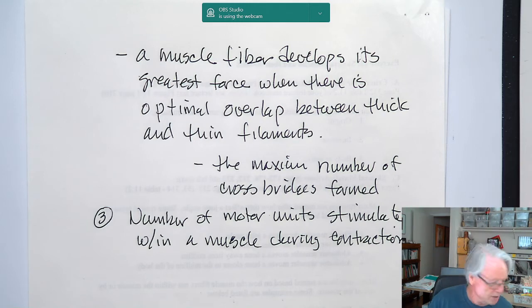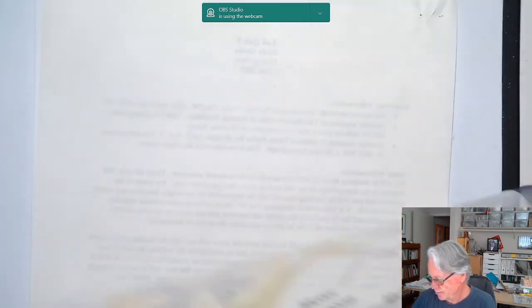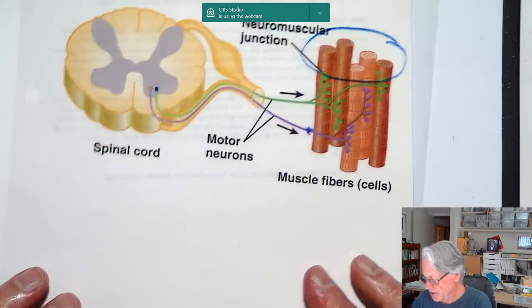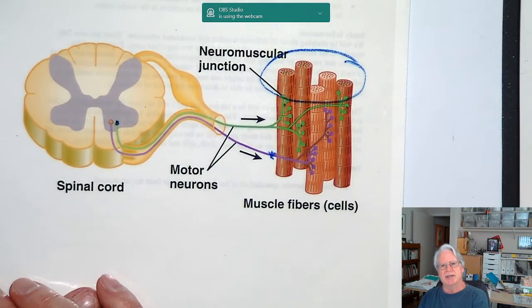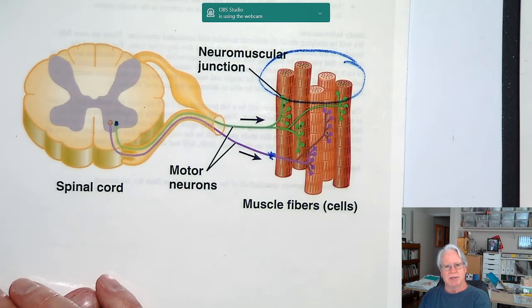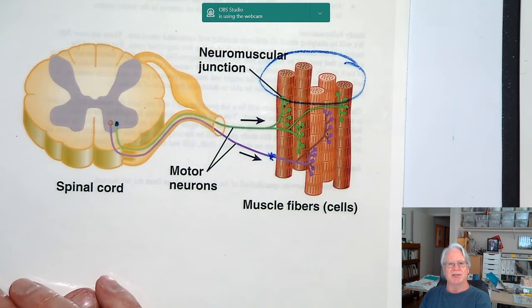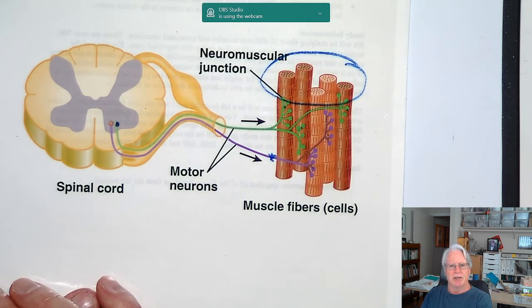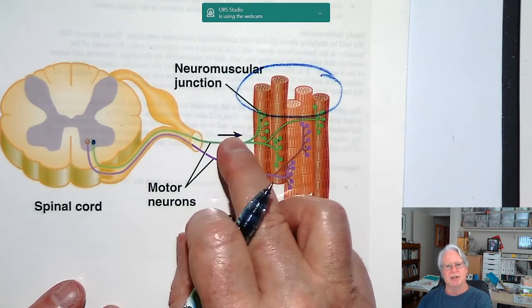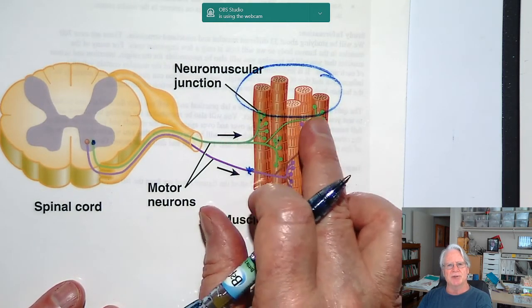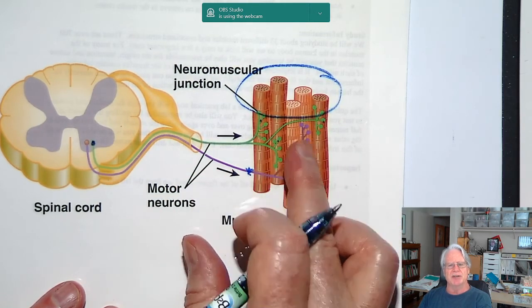Do you remember what a motor unit is? Let's talk about that. A motor unit consists of a motor neuron and all of the muscle fibers it stimulates. And muscles are composed of many different motor units. So in this drawing, I have one motor unit that controls 3 cells and one motor unit that controls 2.